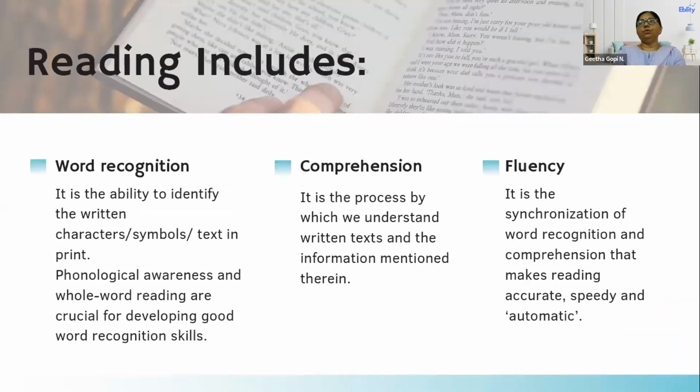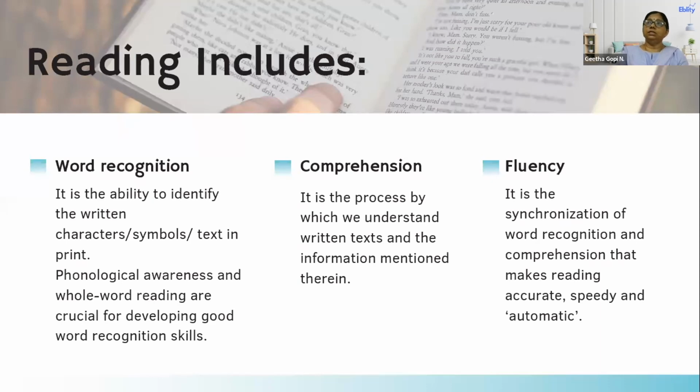So basically, what are the different facets that we have to concentrate on when we work on reading? One is word recognition, which we already talked about a bit in our previous workshop. Then it's comprehension, it is understanding. Again, reading comprehension has to go hand in hand with word recognition. And then last but not the least, fluency. Fluency is when you can put together the word recognition as well as the comprehension aspect and read with a fair amount of speed and accuracy. So that is what reading fluency is all about.